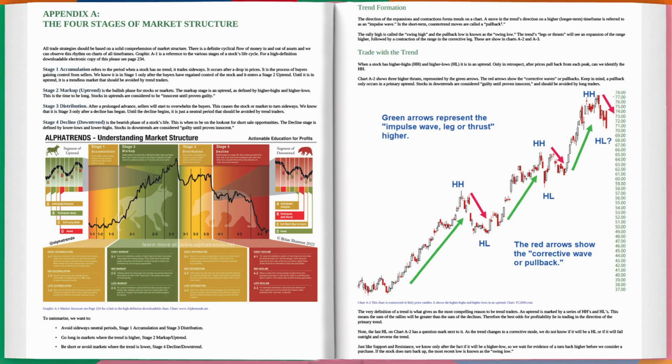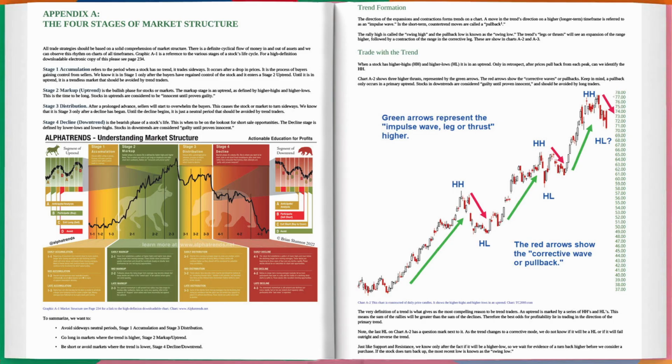Stage 3 distribution. After a prolonged advance, sellers will start to overwhelm the buyers. This causes the stock or market to turn sideways. We know that it is stage 3 only after a decline has begun. Until the decline begins, it is just a neutral period that should be avoided by trend traders.